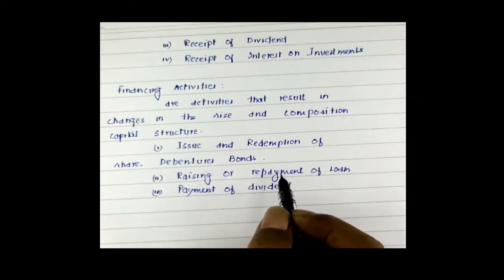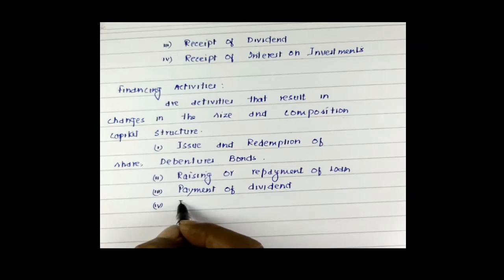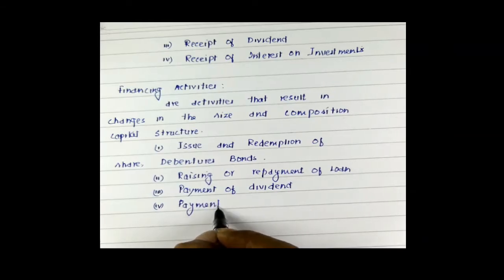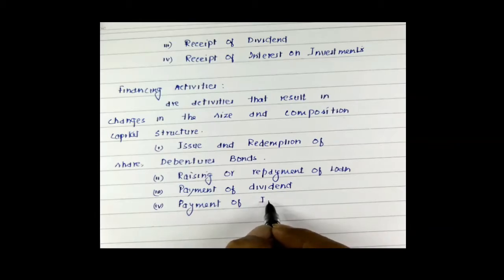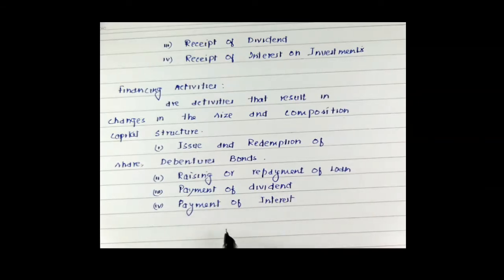Payment of dividend. Correct? Fourth, payment of interest. Payment of interest. Correct? So all these are examples of financing activities.